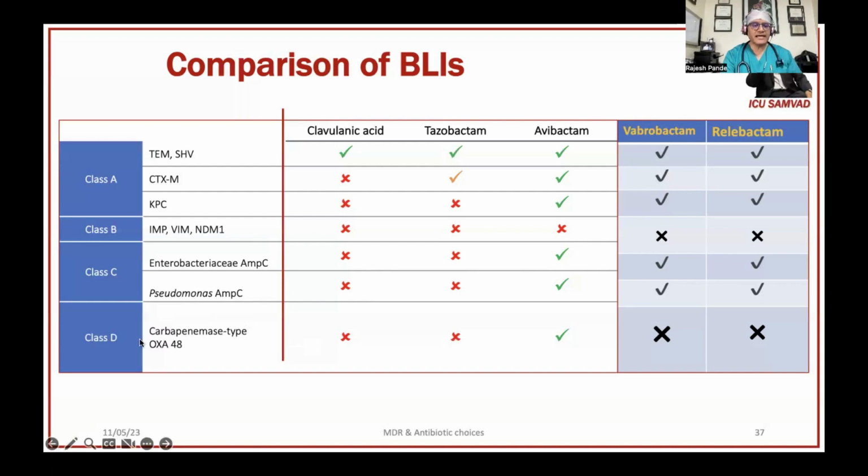Now, here lies the catch. Among the oxacillinases, class D, OXA48 is only inhibited by Avibactam, not by the conventional ones, and neither by Vaborbactam and Relebactam. So this is where Avibactam scores in terms of its spectrum over others.